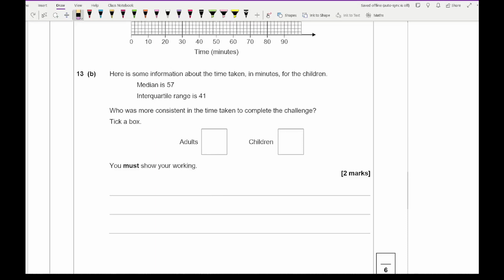So then moving on to question 13b, it says here is some information about the time taken in minutes for the children. Median's 57, the interquartile's 41. Who was more consistent in the time taken to complete the challenge? So for this, more consistent is basically looking at a smaller IQR.